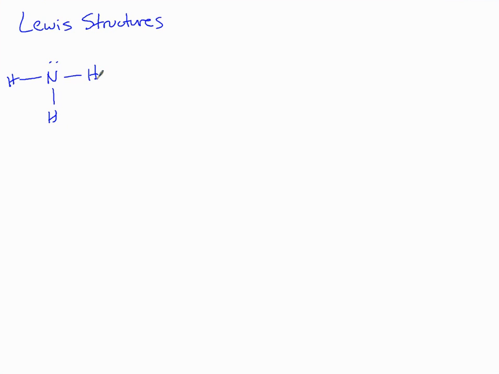Hydrogens, they only need 2, and this line represents 2 electrons, so all of the hydrogens are fine. Hydrogens have to be on the end, so they have to be on the outside. They can't have 2 bonds. Okay?